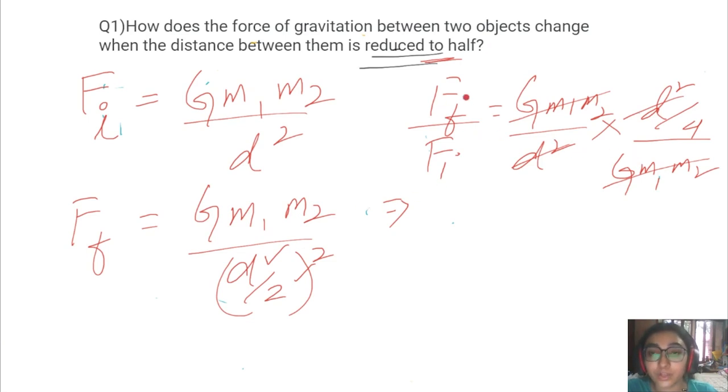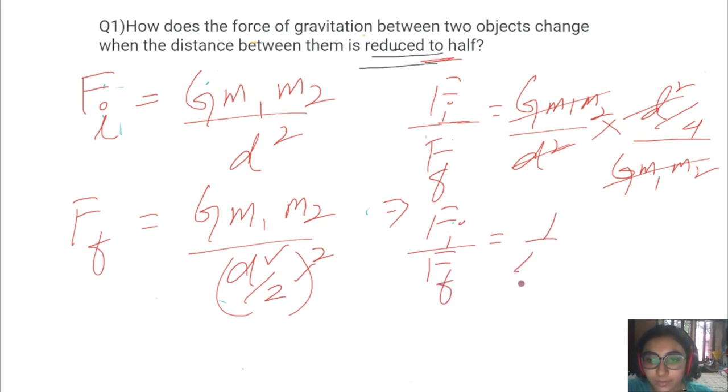Sorry, here we had done final minus initial, but since I wrote the initial first, I can just write it as initial force divided by final force. We will get 1 by 4, or we can write it as the final force is basically 4 times the initial force.